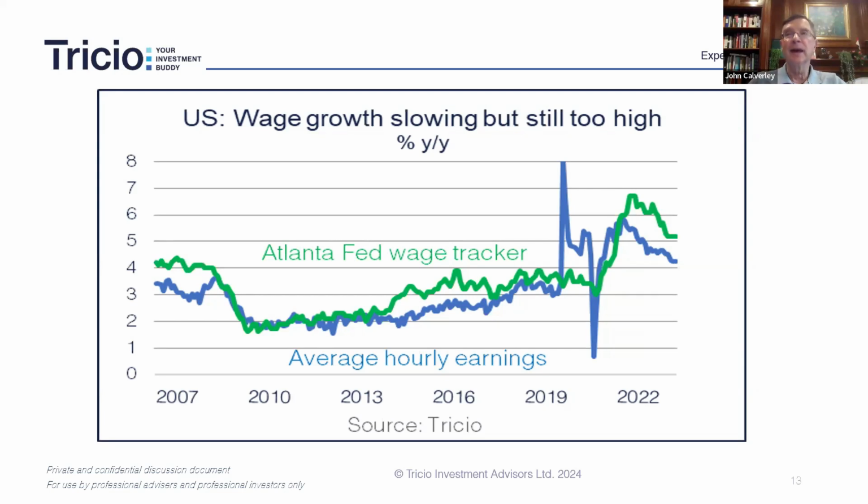Now, our view is that actually wage growth in the US will slow fairly quickly over the next 6 to 9 months. And that's because we think the US market is very dynamic, very open, and it tends to adjust quickly. Let's look at the next slide.